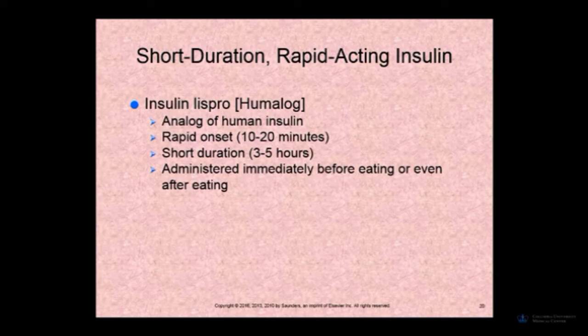So the short-duration, rapid-acting insulins, let's talk about that first. Insulin lispro is an analog of human insulin. It has a rapid onset between 10 to 20 minutes and a short duration. It only lasts about 3 to 5 hours. So this is the kind of insulin that you would administer immediately before eating or even immediately after eating, and it would basically cover you for that meal.